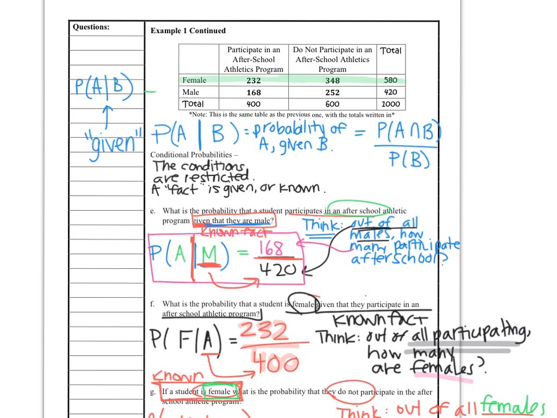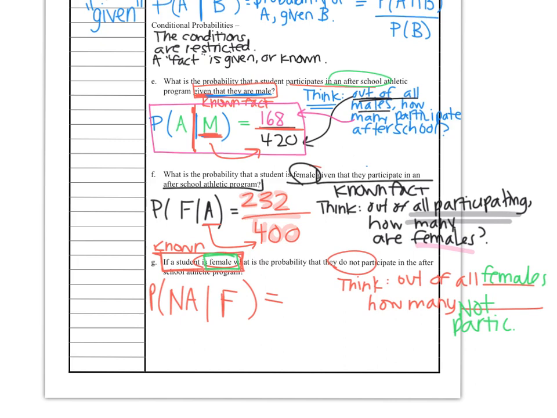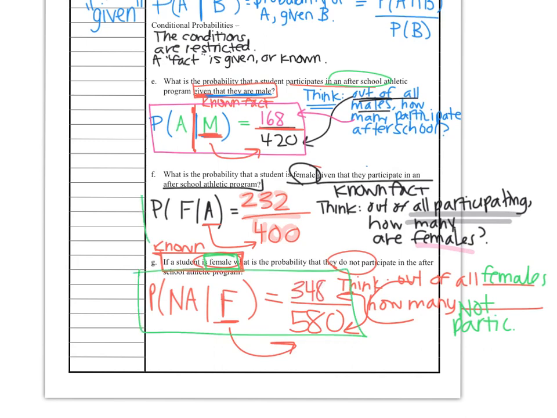Okay, so I'm focusing on all the females, and I want to know, out of all the females, so total number of females, how many of them do not participate after school, and that's this column. So out of 580 females, 348 of them do not participate. So I make my little fraction. Remember, the second thing goes on the bottom, that's the females out of all of them. It should always be the bigger number on the bottom. If not, then you've done something wrong. So out of all the females, that goes down here, how many don't participate? Well, that was 348. Box it in, that's your answer.